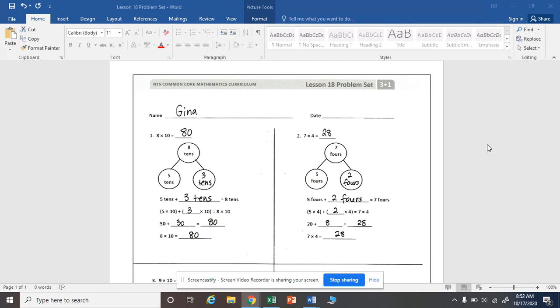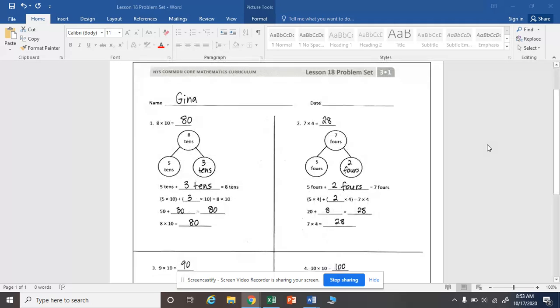If you've not done it yet, then go back and do it, and then come and check your answers. Remember, we are using number bonds to decompose numbers, and then we're applying them to the distributive property. And remember, decomposing means to break down. So go ahead and check your answers.